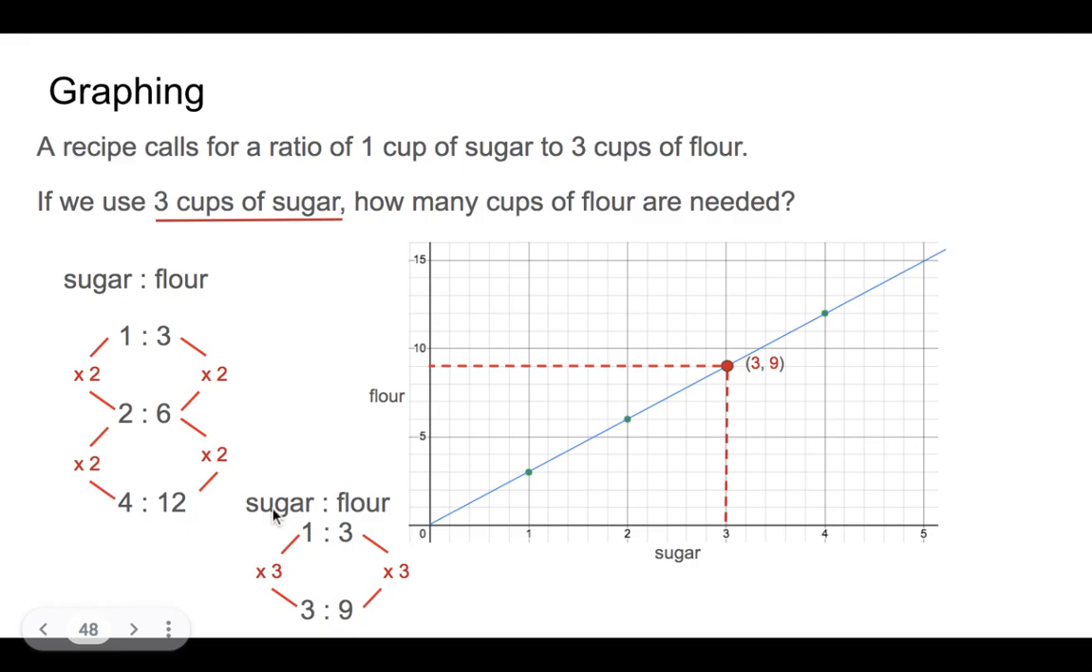Let's check to see if that works. To get my 3 cups of sugar, I need to multiply the 1 by 3, which is 3, and then the 3 multiplied by 3 is 9. So for 3 cups of sugar, you need 9 cups of flour.